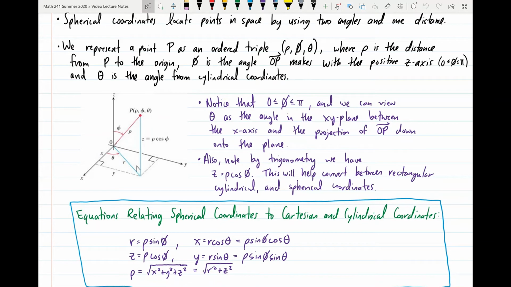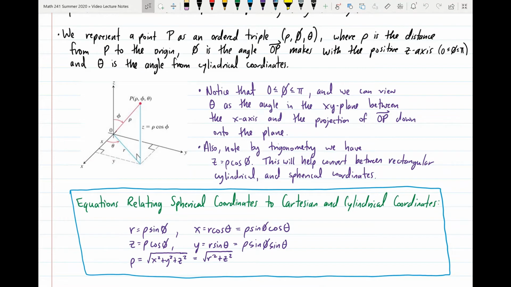So you can see all of this information here in the diagram that I have. Notice that we have r drawn into the diagram, which is the length of the projection of the vector from the origin to P down on the xy plane. We also have the angle theta, which represents the angle between that projection r and the positive x-axis. You can see phi is the angle between the vector from the origin to P and the positive z-axis, and then we have rho, which is the distance from the origin to the point P.